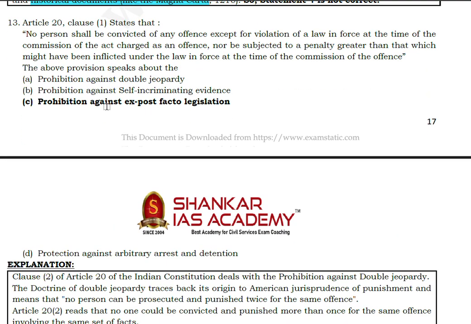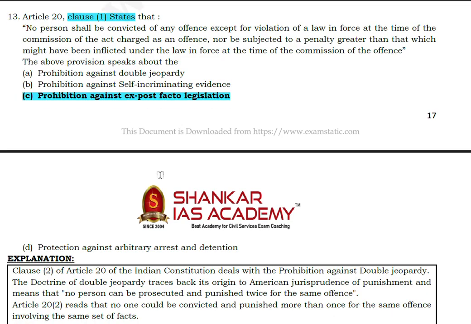Now, question number 13. Article 20, Clause 1 states that no person shall be convicted of any offense except for violation of law in force at the time of the commission of the act charged as an offense, nor be subjected to a penalty greater than that which might have been inflicted under the law in force at the time of commission of the offense. So this is the example of prohibition against ex post facto legislation. Now, what is ex post facto legislation?